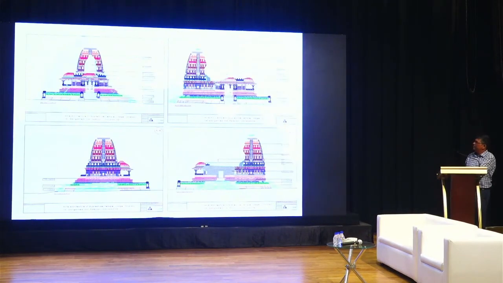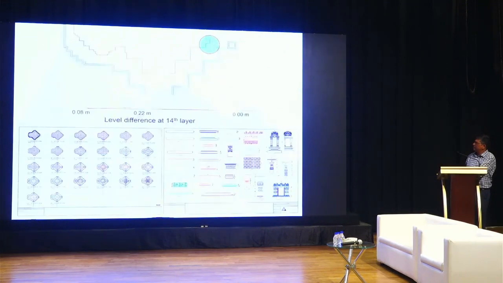This was the conditional mapping. This is for the purpose of the level difference at the 14th layer. So at the center it is about 8 inch. So this is the cross section east-west. Along the north-south also there is a difference in settlement.